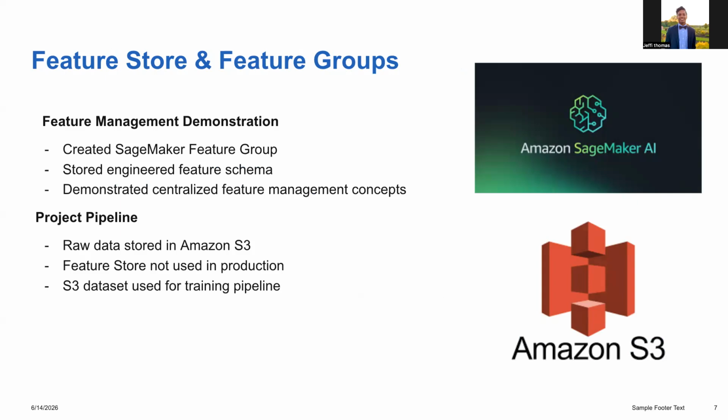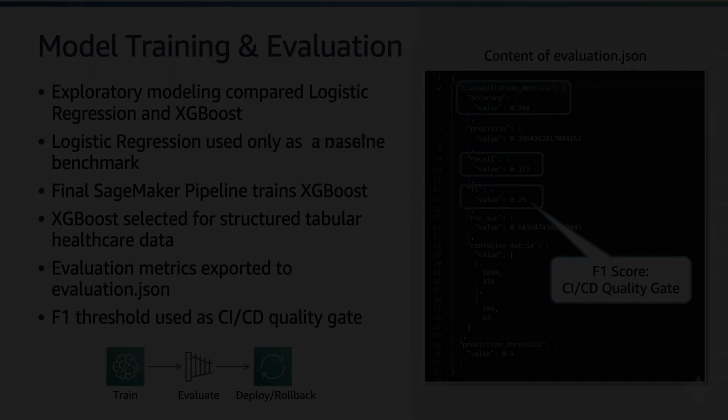Since the dataset was static, we only have one model. So here the feature store added complexity without much benefit. Instead, our production workflow used the processed dataset stored in Amazon S3 as a source for model training and evaluation. The feature store portion was included primarily to demonstrate feature management concepts, and it showed how engineered features could be organized and then reused in a larger enterprise MLOps environment.